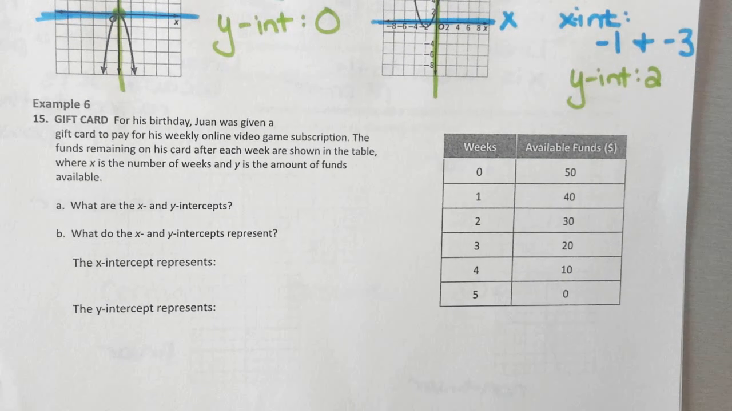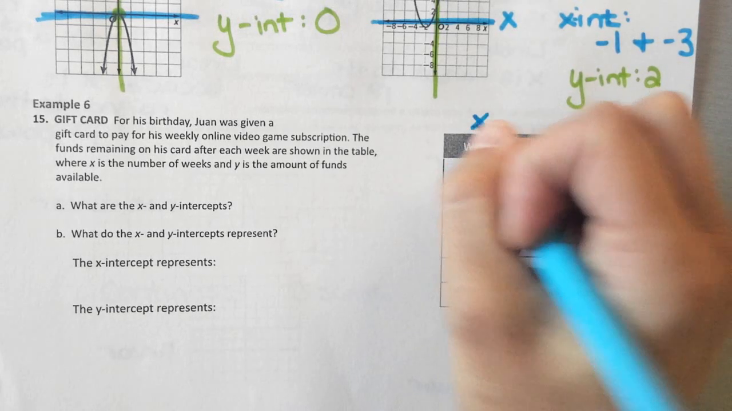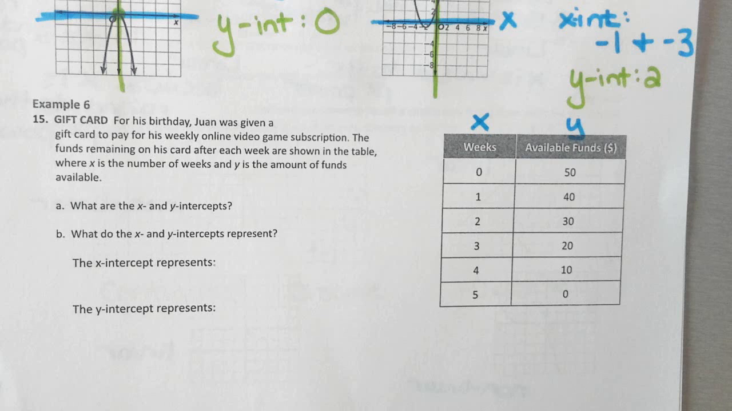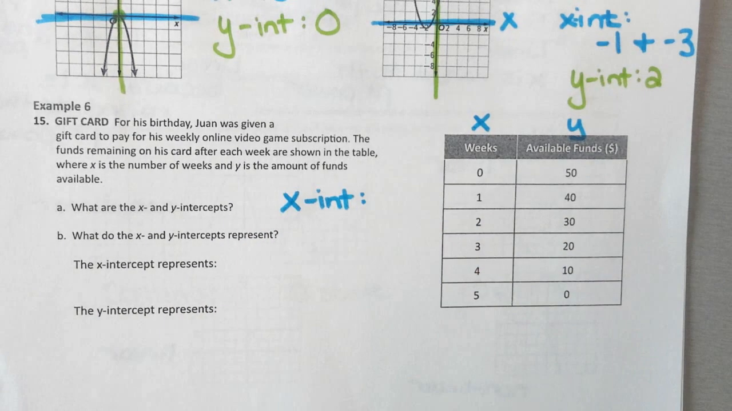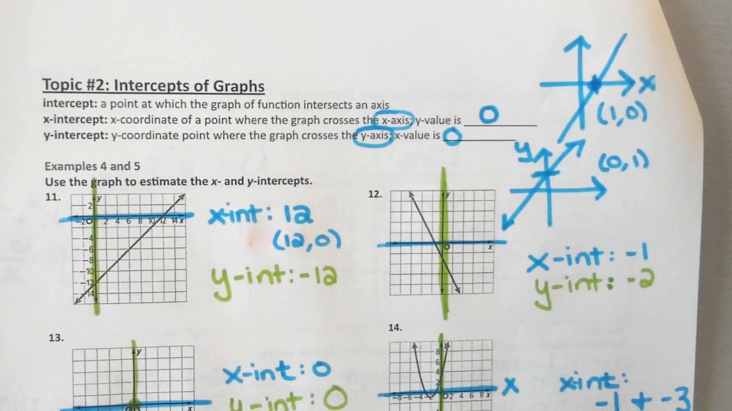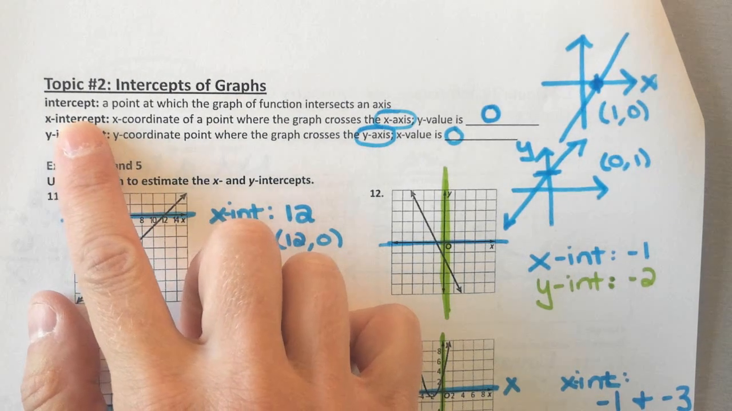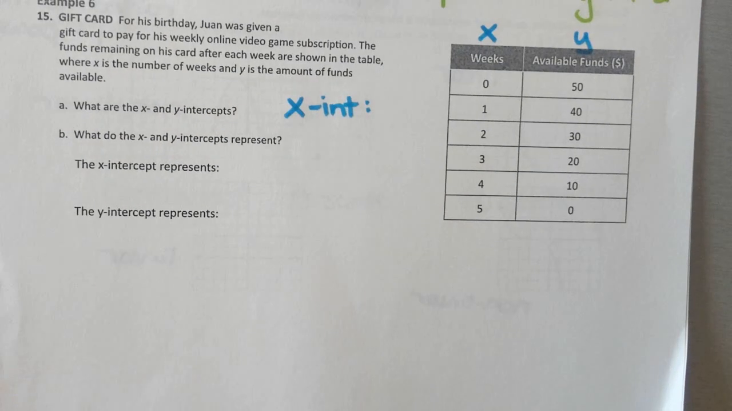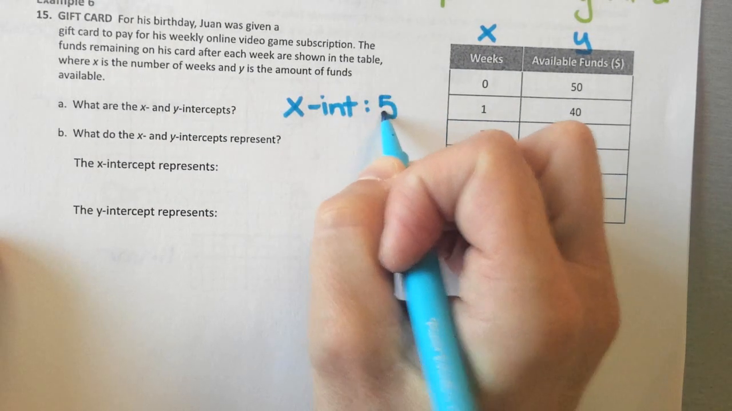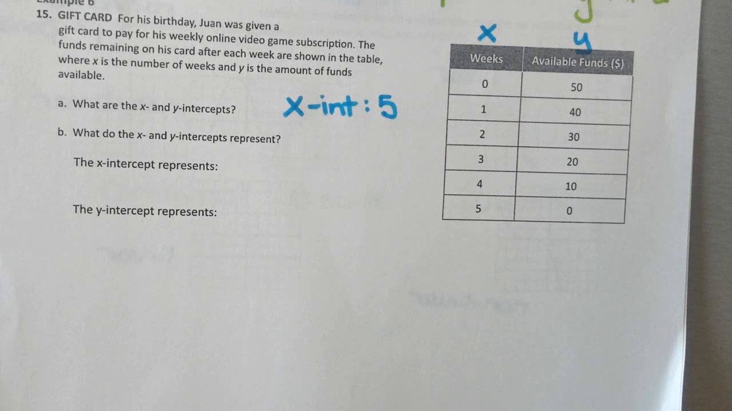Okay. So think about your x-intercept. So remember, this is my x column, this is my y column. My x-intercept happens when what is 0? Look back up at your notes. My x-intercept happens when what is 0? Y value is 0. So go back to your table. So at 5 weeks in, that's where my x-intercept is.